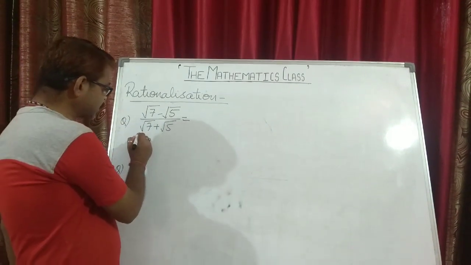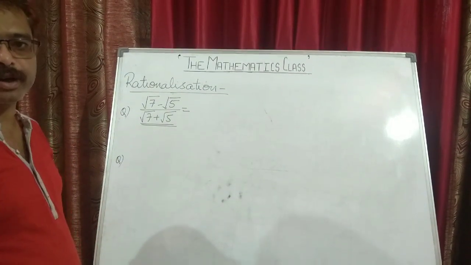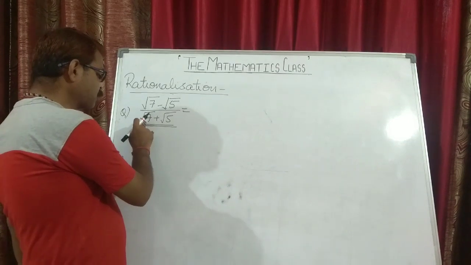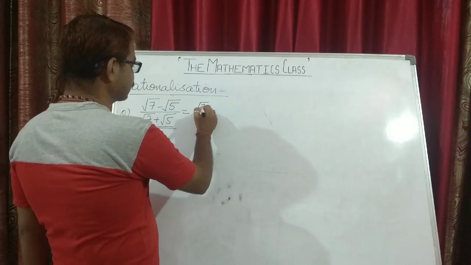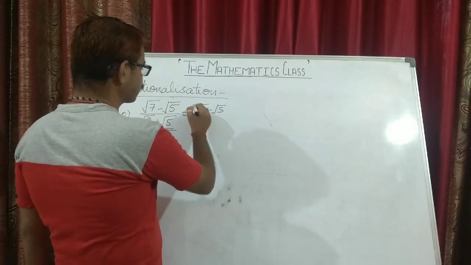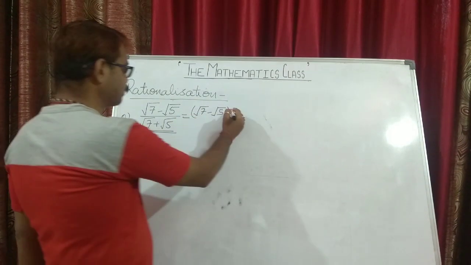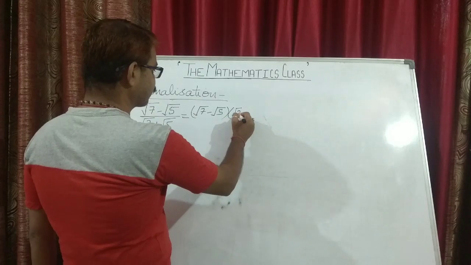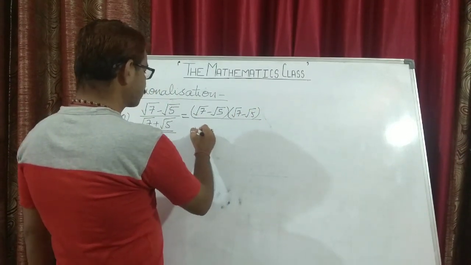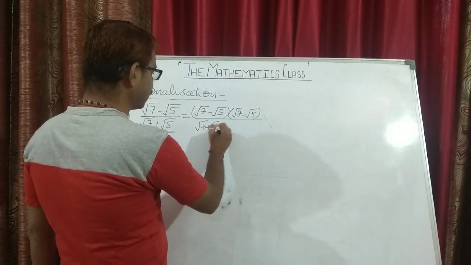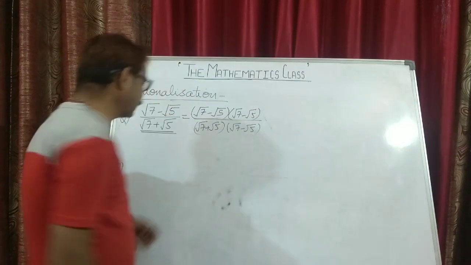Now this is root 7 plus root 5. So its conjugate or rationalizing factor or RF will be root 7 minus root 5. So root 7 minus root 5, that was the question. I have to multiply by the conjugate or by the rationalizing factor both in the numerator and denominator. So it will be root 7 minus root 5 upon root 7 plus root 5 into root 7 minus root 5. What I have done?